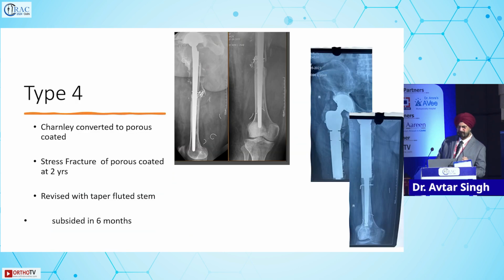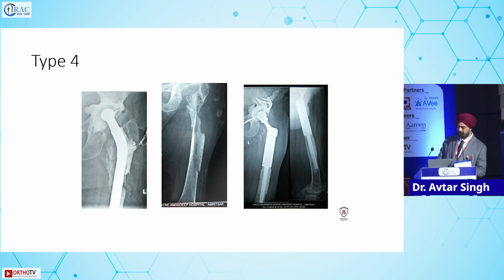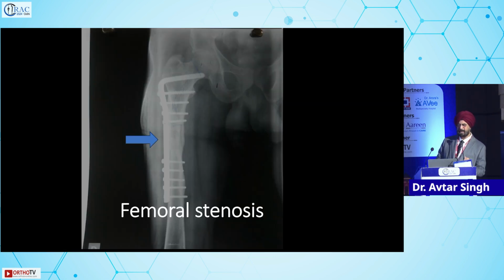Then coming on to type 4, very extensive bone loss. You have a couple of options, and just two cases. This patient had a long history, done 30 years ago, cemented Charnley, then revised with a porous coated stem, which broke at 2 years, then revised with a tapered stem. Again, it subsided, and we revised it with proximal femoral replacement, and it's now 4 or 5 years down the lane. Another one done about 10 years ago, still working well.